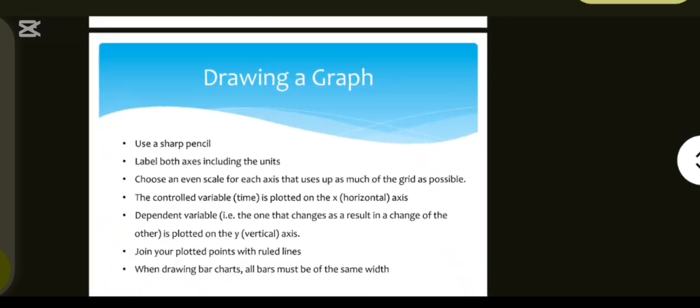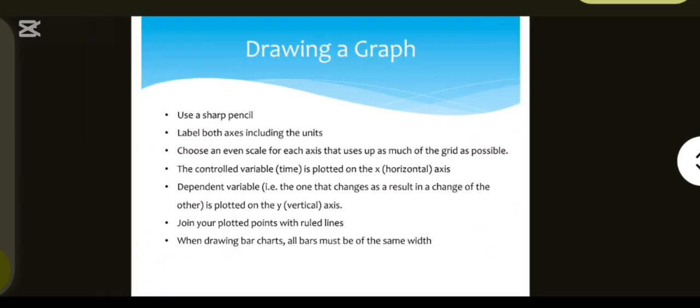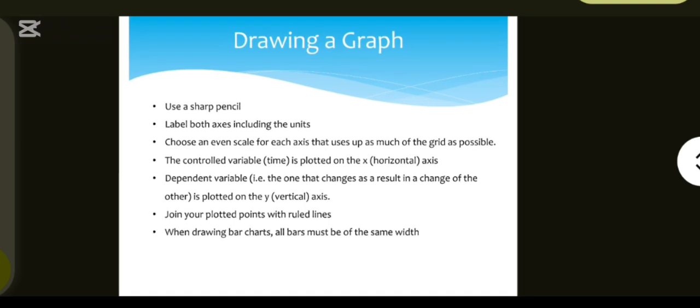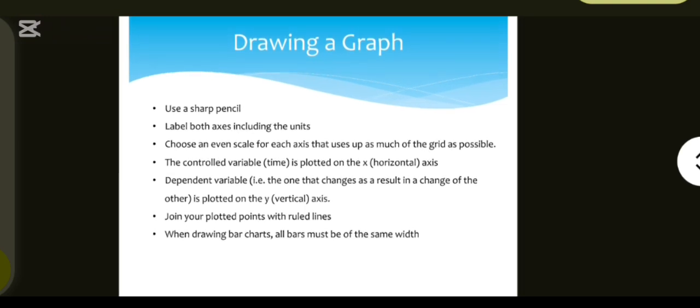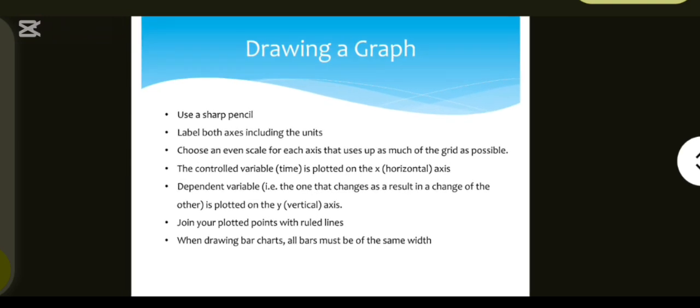Now to draw a graph, you have to use a sharp pencil, label both axes, choose an appropriate scale of course, and the controlled variable, which is time, is plotted on the x-axis and the dependent variable on the y-axis, and then join the plotted points with ruled lines, meaning straight lines.